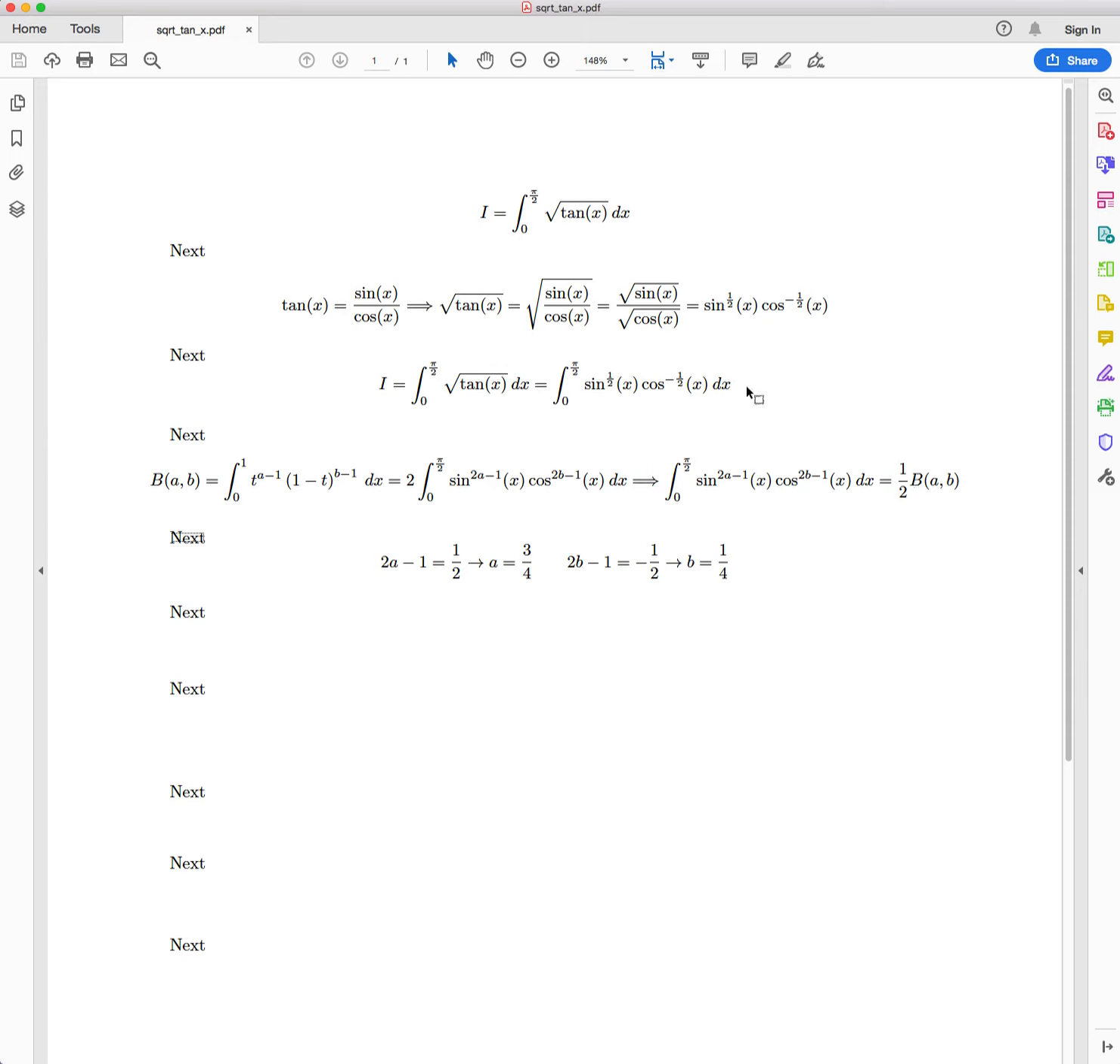So what we've got here is we now know that this integral, which remember is another form of the exact same integral we're looking to solve, can be represented by the beta function, where a is equal to 3 over 4 and b is equal to 1 over 4. So we'll see that in the next step. So I, the integral from 0 to pi over 2 of the square root of tan x, which we showed is equal to this, is equal to 1/2 beta of 3 over 4, 1 over 4. Now, technically, that's a solution. If we want to express it in terms of the beta function alone, that is the solution.